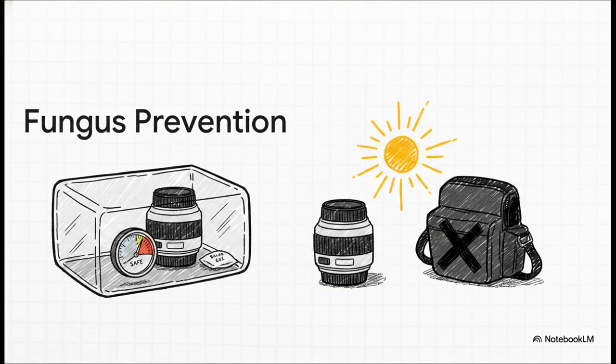So what's your best defense? You have to starve these spores of the moisture and darkness they absolutely crave. Keep your ambient storage humidity right between 30 and 50%, using dry cabinets or airtight boxes with silica gel packets. Most importantly, take your lenses out of their dark camera bags occasionally. Give them a breath of fresh air and some indirect sunlight, because UV light naturally inhibits that fungal growth.